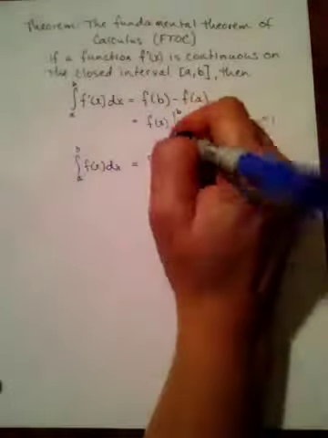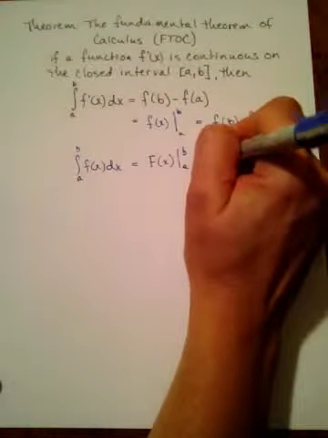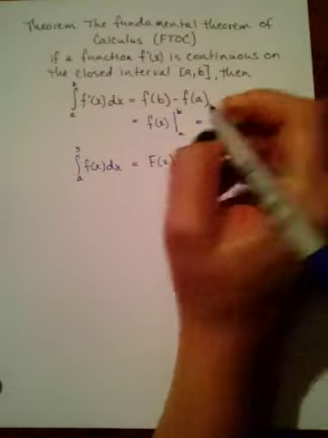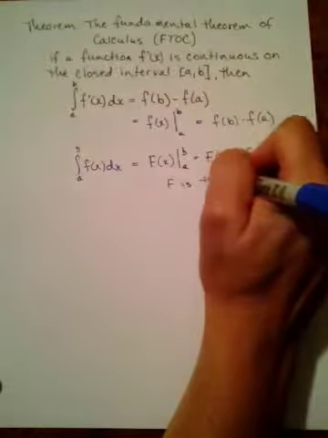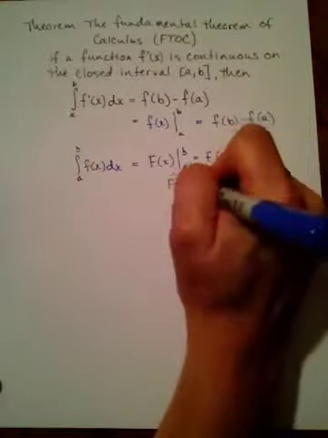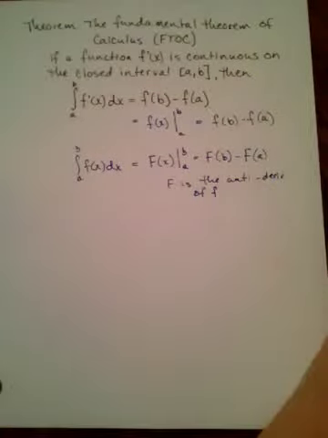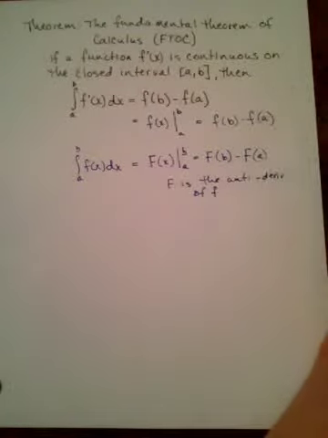But they'll do that. And then they'll say this equals big F of b minus big F of a, where big F is the antiderivative of little f, which are both the same thing. So it doesn't really matter which way you look at it. What I'm more interested in is what this actually means for doing math and the different kinds of problems.